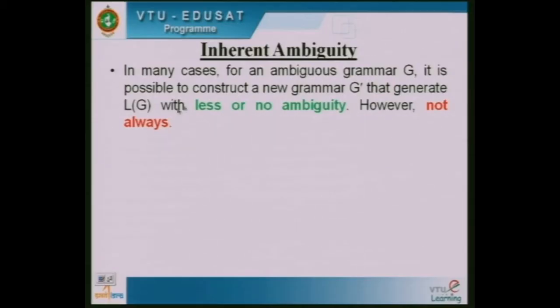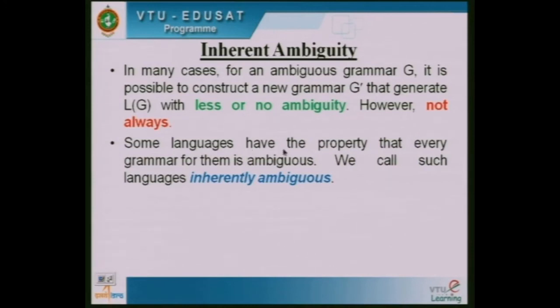So, let us discuss the definition of what we mean by inherent ambiguity. In many cases, for an ambiguous grammar, it is possible to construct a new grammar that generates L(G) with less or no ambiguity; however, not always. Just now we have seen that we can either remove ambiguity or reduce ambiguity. But some languages have the property that every grammar for them is ambiguous. We call such languages inherently ambiguous languages.